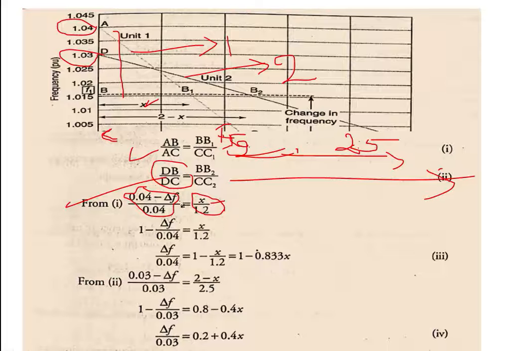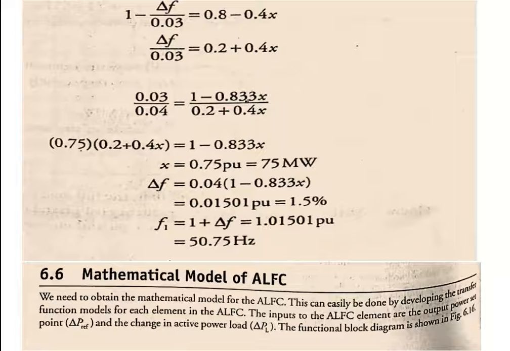Okay. Then similarly, one more equation I have to write here. 1 minus delta F by, okay, same equation you can rewrite. Then you have to rearrange this equation. Then from equation 3 you have to substitute 0.03, that is 3% droop characteristics, minus delta F divided by 0.03. That is equal to, distance is 2 minus x and the power is 2.5. I have to substitute here. Then if you solve the equation you will get the value of x. Then you will get delta f.